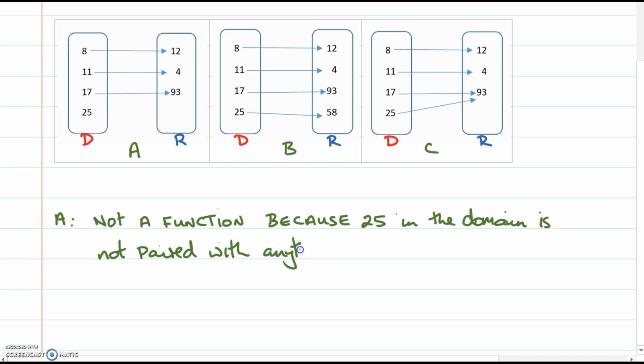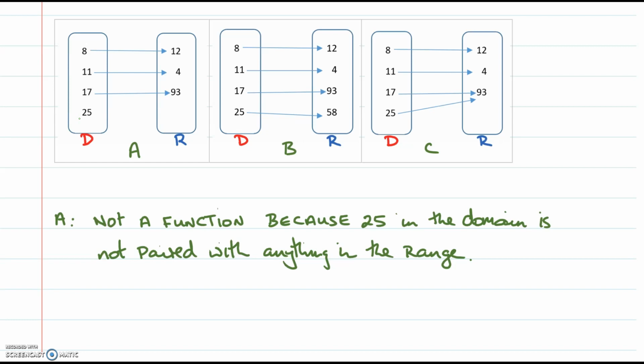There's no arrow leaving the 25. And if it's going to be a function, you have to have an arrow, a single arrow, one arrow, leaving every piece in the domain. So every element of the domain has to have one arrow leaving it. Since 25 doesn't have an arrow leaving it, then this is not a function. And since it's not a function, we don't have to worry about whether it's one-to-one or onto, because they only apply to functions, and this is not a function.